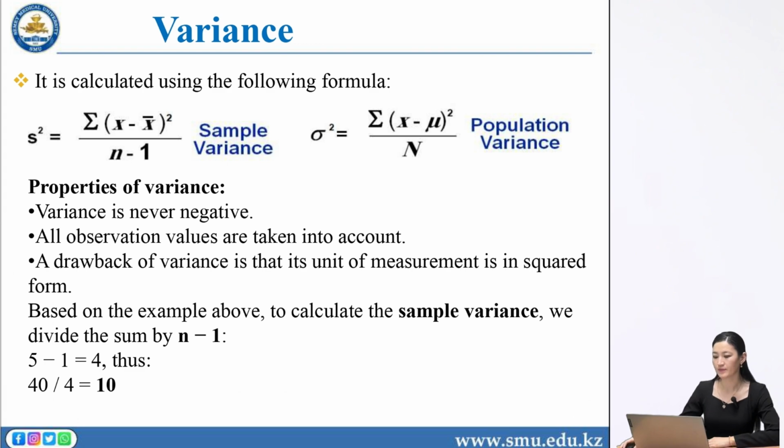Properties of variance. Variance is never negative. All observation values are taken into account. A drawback of variance is that its unit of measurement is in squared form. Based on the example above, to calculate the sample variance, we divide the sum by n minus 1. 5 minus 1 equals 4, thus 40 divided by 4 equals 10. Then we find the variance is 10.